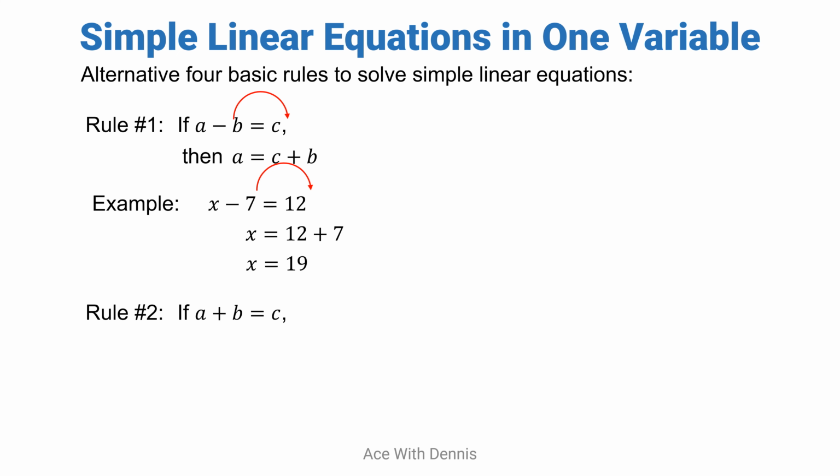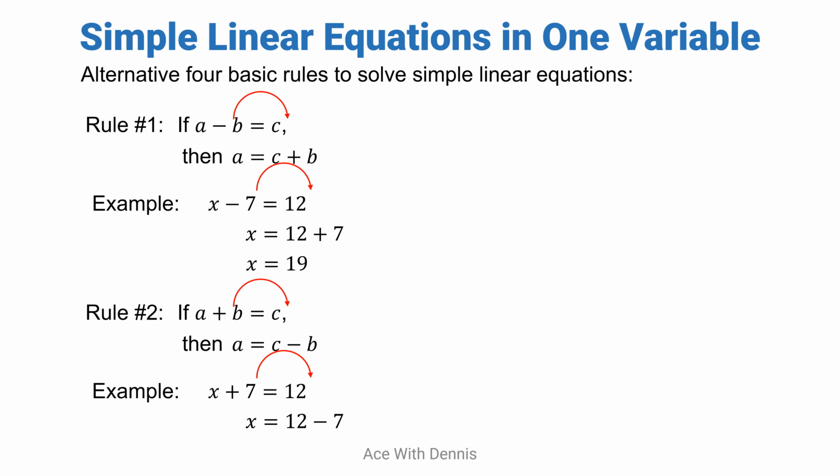Rule number 2. If a plus b equals c, now we move the b to the right hand side. So from plus becomes minus. Then a equals c minus b. Example, x plus 7 equals 12. So move the 7 to the right hand side. x equals 12 minus 7, which is 5.